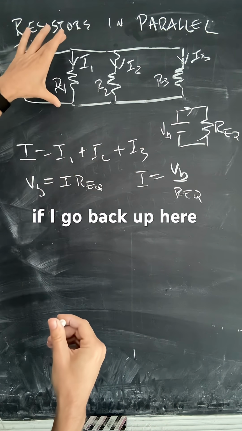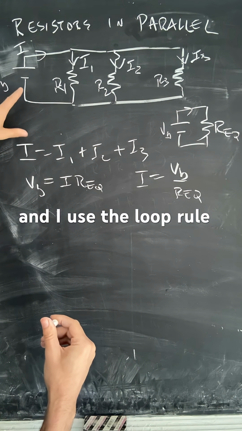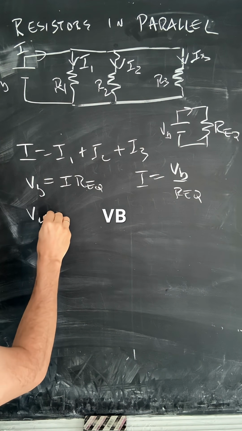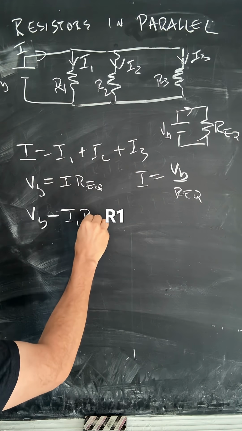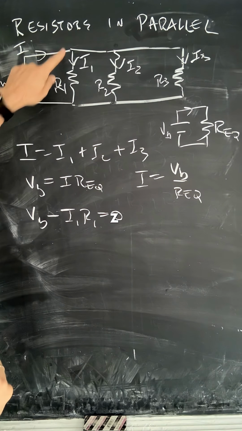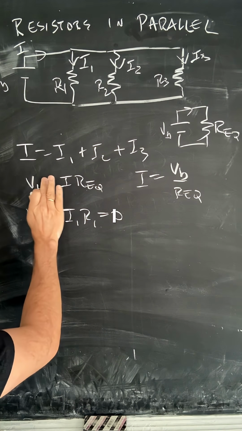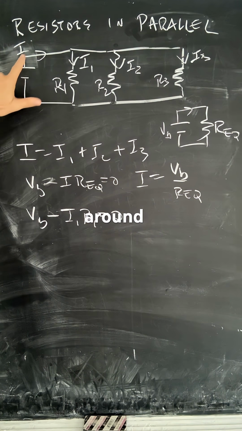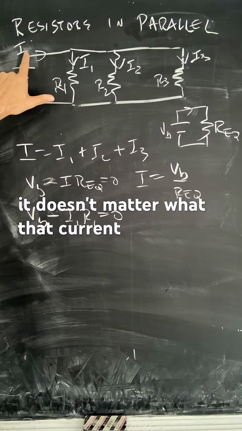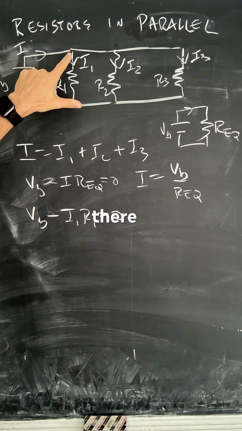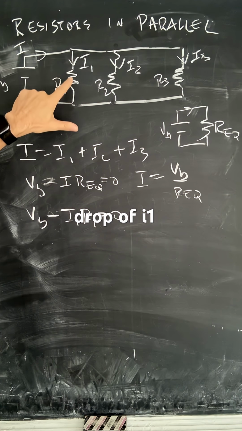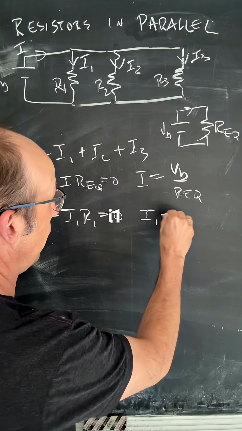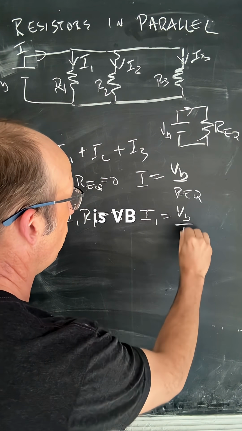Okay. Now, if I go back up here and I use the loop rule, I can go around this first loop. So if I do that, I get VB minus I1 R1 equals 0. I should have said minus equals 0, but you get that same thing. So around this loop, it doesn't matter what that current is because there's no resistor there. So right here, I have a voltage drop of I1 R1, and if I solve for I1, it is VB over R1.